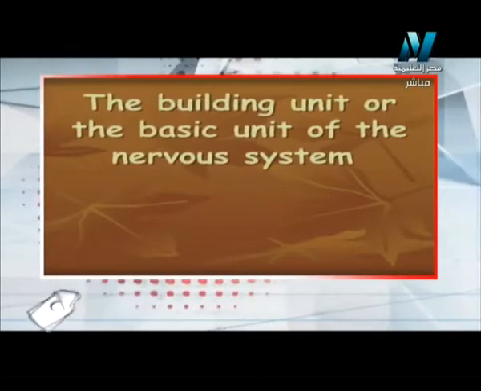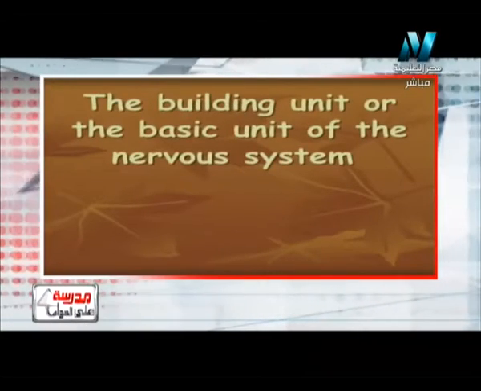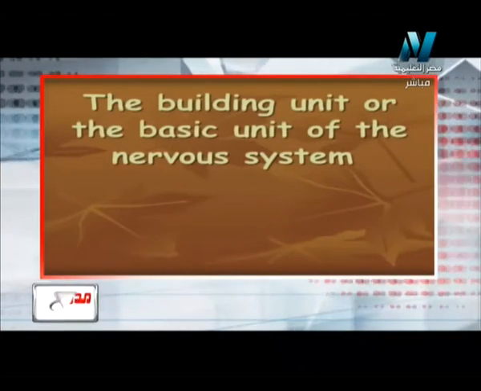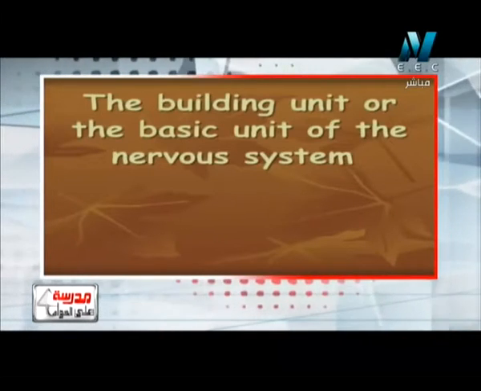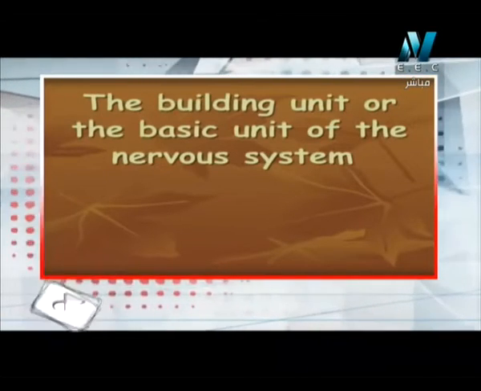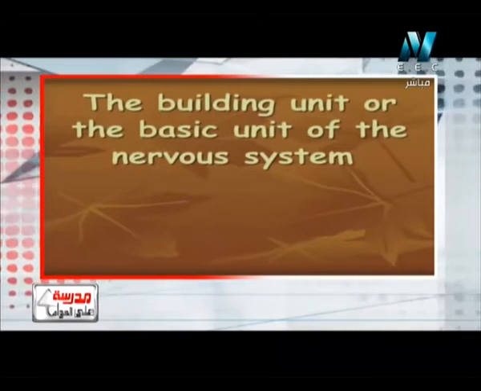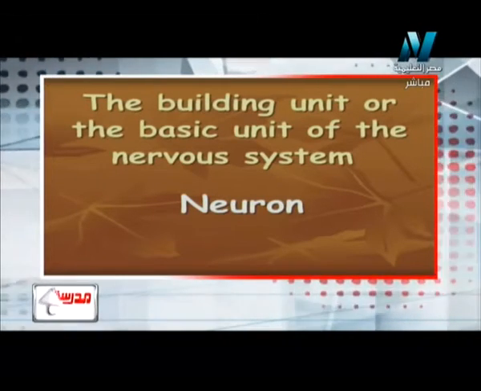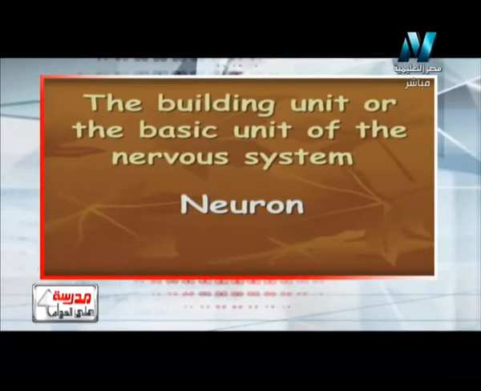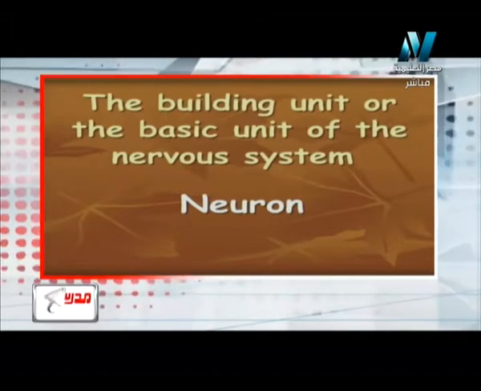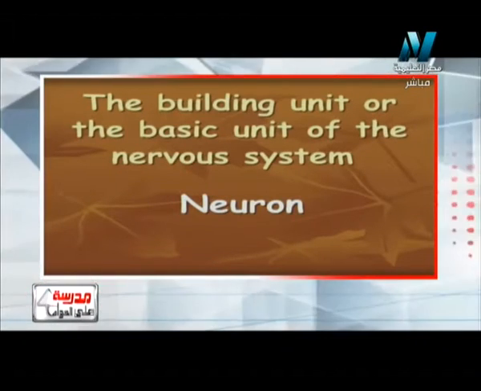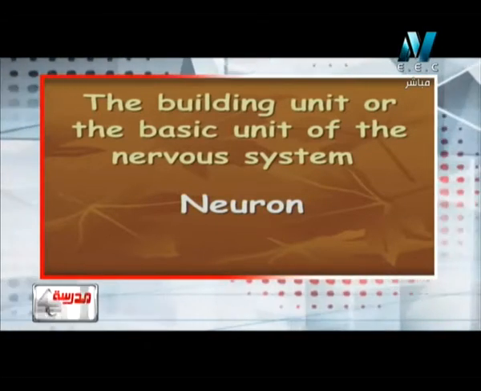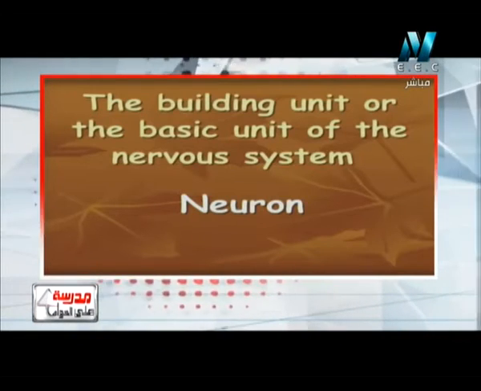Another question. The building unit or the basic unit of the nervous system. We have studied in primary 4 that the building unit or the basic unit of any system is a cell. But here I have a specification. I need the cell of the nervous system. So it will be the neuron or the nerve cell. As we have studied, the neuron or the nerve cell, الخلايا العصبية, is the basic unit or the building unit of the nervous system. Again, the building unit or the basic unit of the nervous system will be the neuron or the nerve cell.